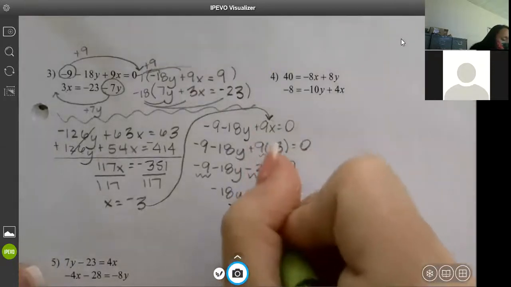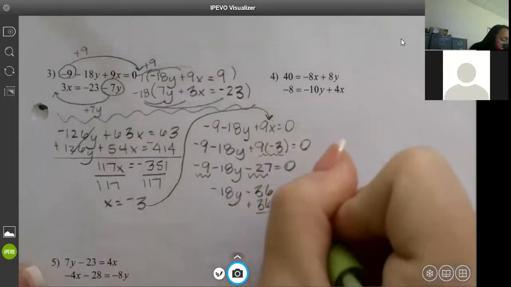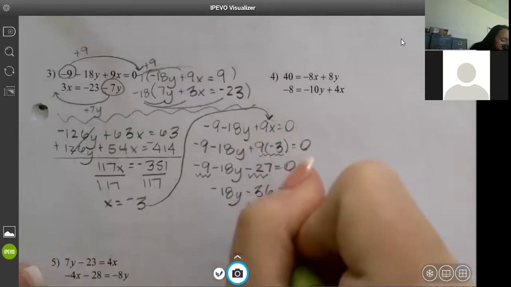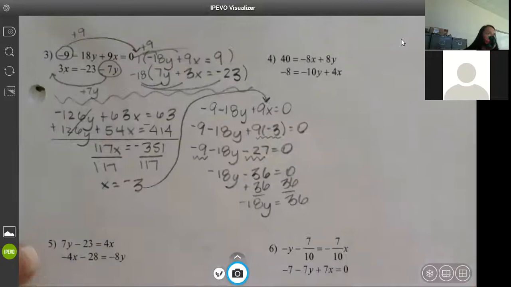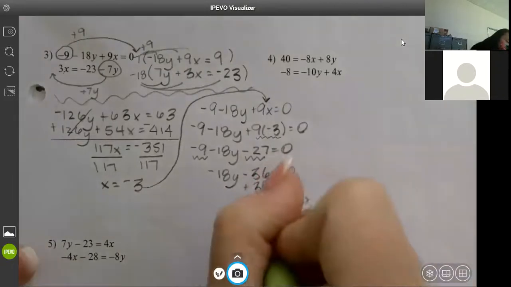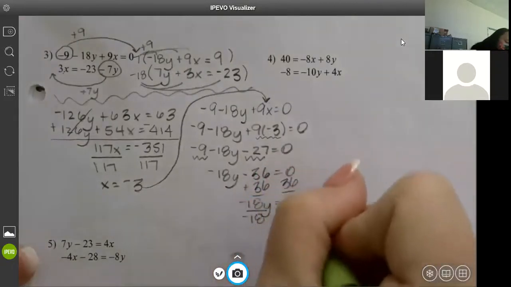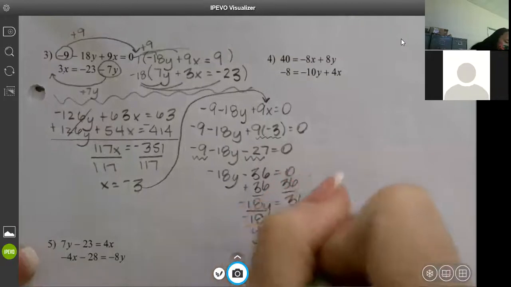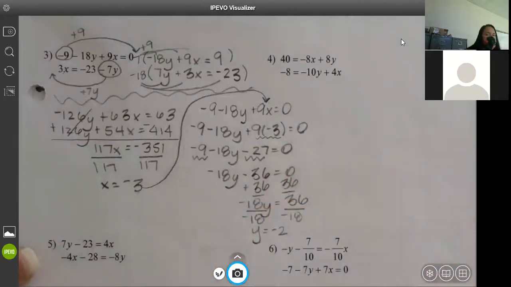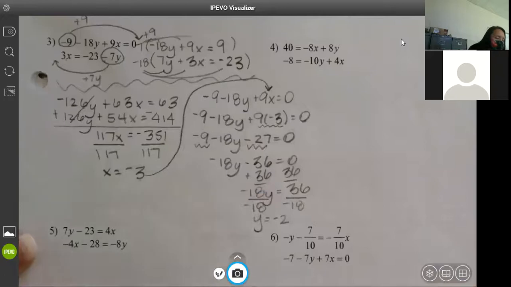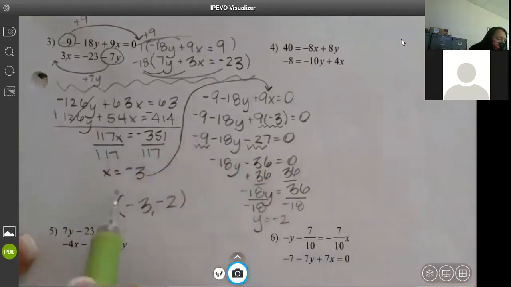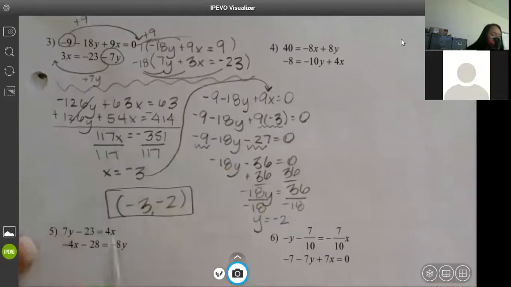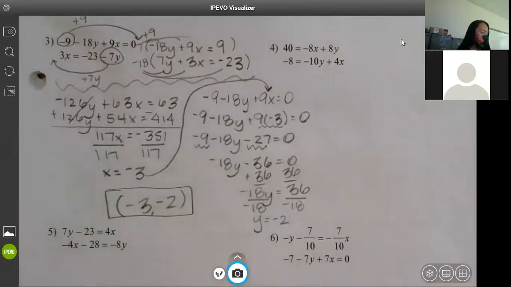We're going to solve for y by adding 36. Again, all things that you've been doing this week, nothing new. And we get negative 18y equals 36. Divide by negative 18, and y equals negative 2. So our xy coordinate is negative 3, negative 2. We're only doing one more step, and that's changing the order.